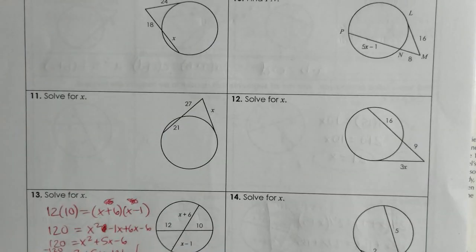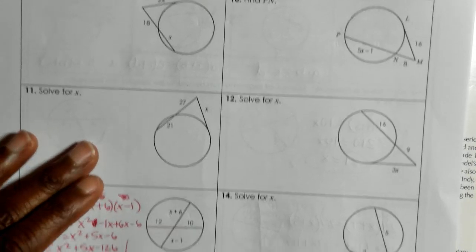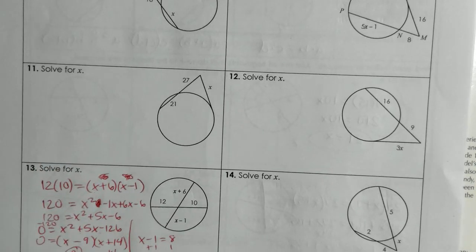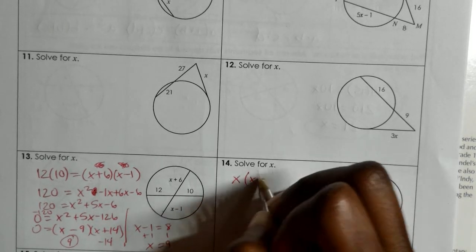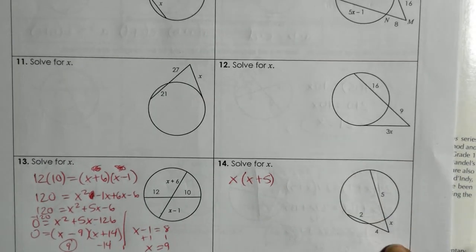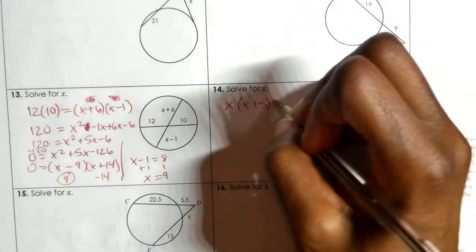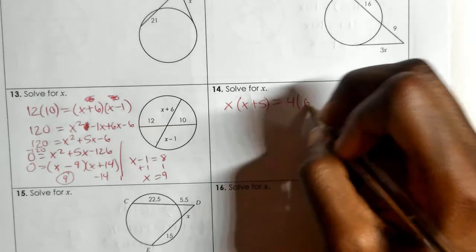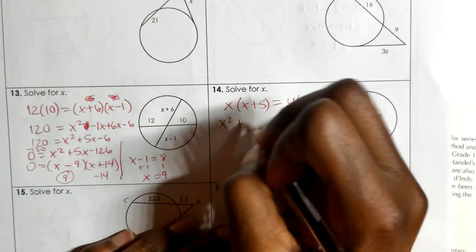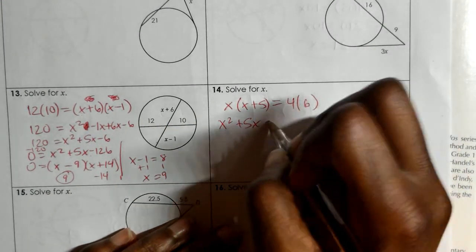Okay, let's do one of the ones where the x is on the outside, because I didn't do one of those. So number 14. So x is on the outside, and then the whole thing would be x plus 5. And then this one would be 4 on the outside, and the whole thing would be 4 plus 2, so 6. So we get x squared plus 5x equals 24.